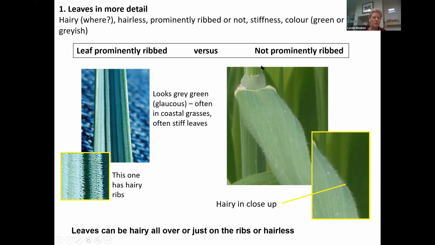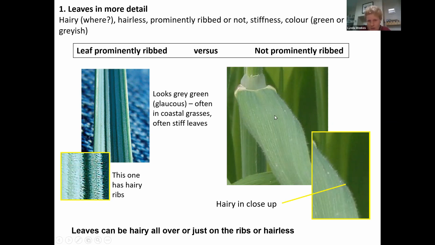So this can be a confusion for beginners, because they look at a grass on a leaf and they see the veins, the leaf veins. You can see them here. And they think, well, I can see the veins. These must be the ribs, so it must be prominently ribbed. But in fact, what we mean by prominently ribbed is that they're really deeply channeled. And you'll often find these in coastal grasses, say like marram grass that grows on sand dunes, etc. They're really deeply ribbed. They're really, really stiff as well. So when they're prominently ribbed, you'll know it. If you're not sure, they're probably not, put it that way.